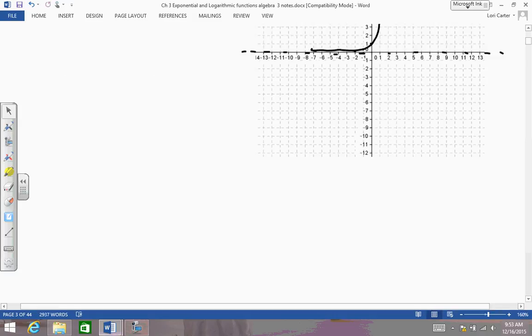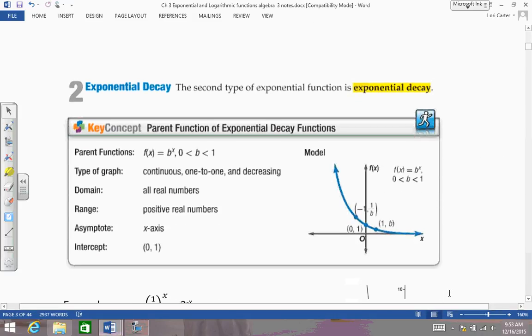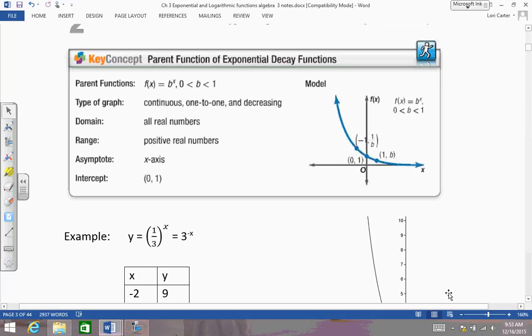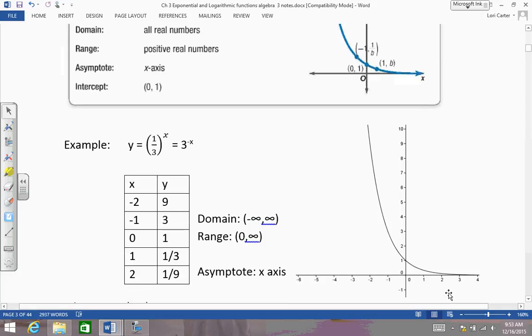All right, the next one is exponential decay. Decay means it starts high and goes low. Fair enough? So it just flips. If you look at your base, they can write decay in two ways. They can write decay as a fraction, so you can see 1/3 here. That indicates decay. Or if 1/3 is on the bottom, that 3 really means what? It's negative x. That's the way they usually like to write them.